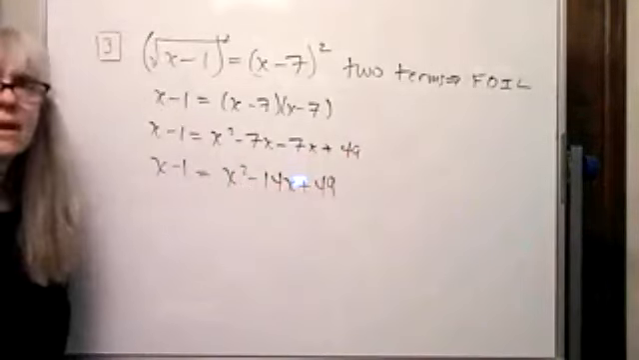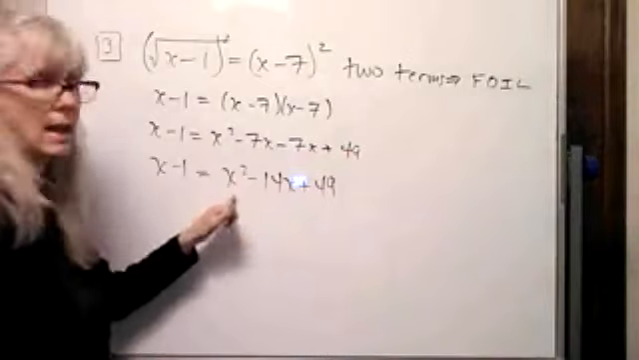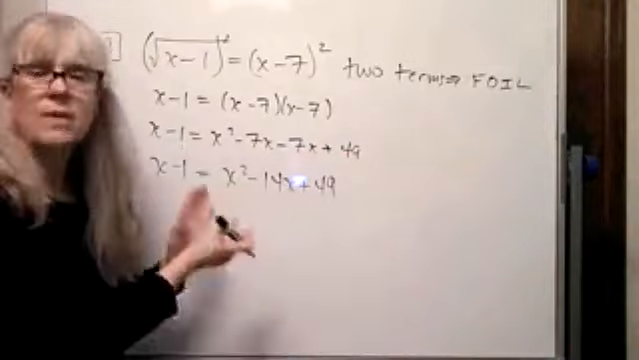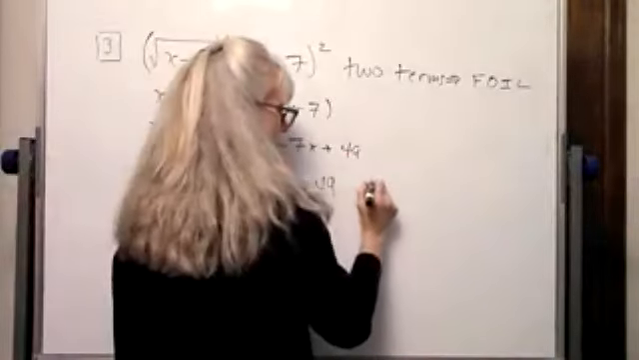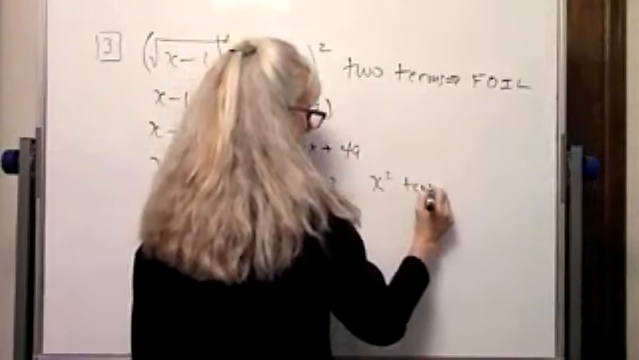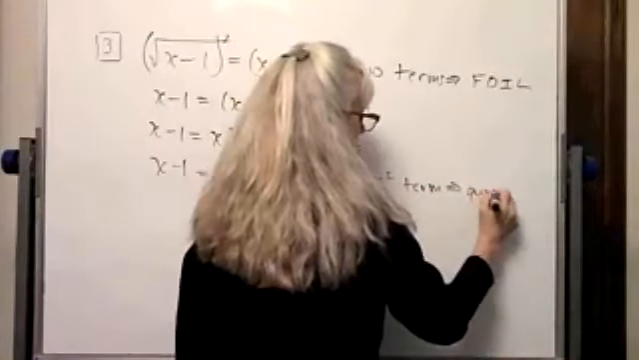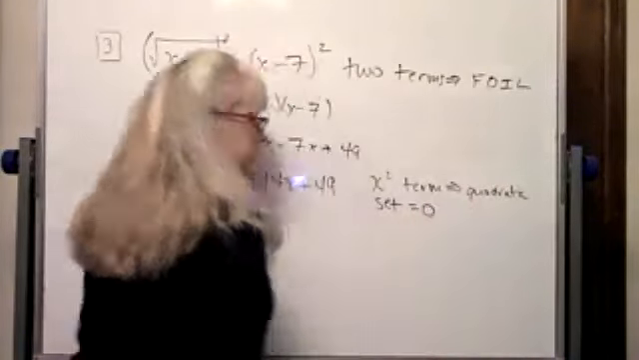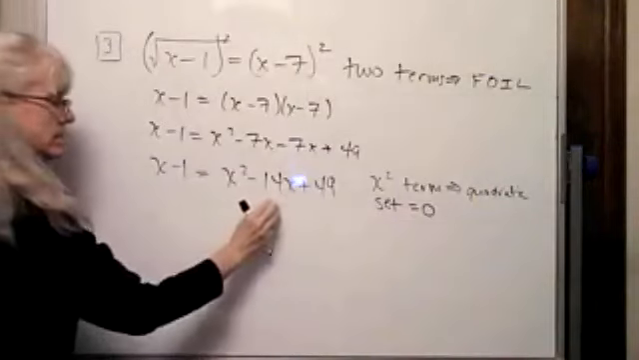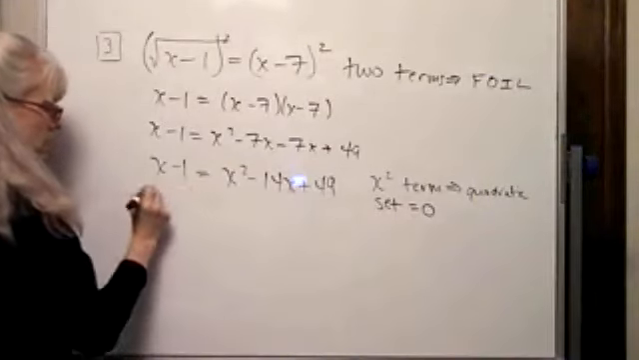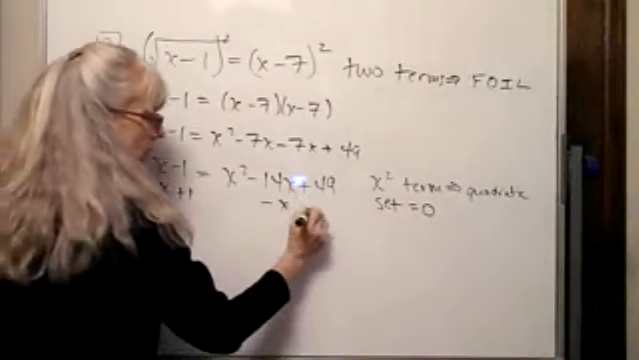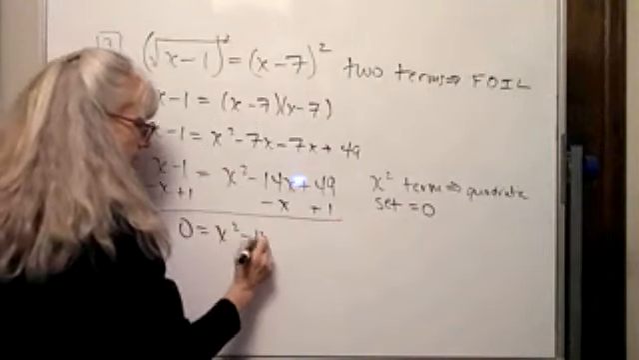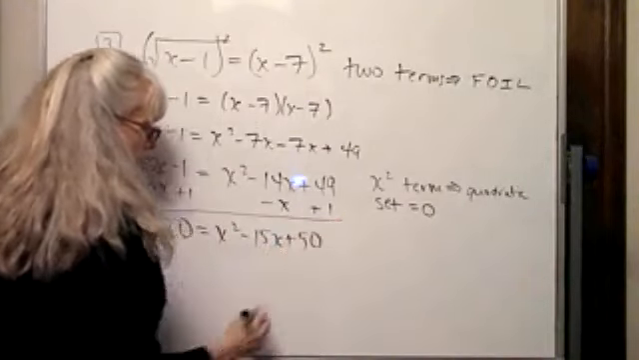At this point, we have a quadratic equation. What that means is we've got an x squared sitting there. So instead of moving x to one side and constants to the other, we have to set it equal to 0. So we're going to recognize that because we have an x squared term, that makes it a quadratic, and we need to set it equal to 0. So to do that, we're going to move the x to the right side, and we'll move this minus 1 to the right side. We'll subtract the x, add the 1. That's going to give me 0 is equal to x squared minus 15x plus 50.